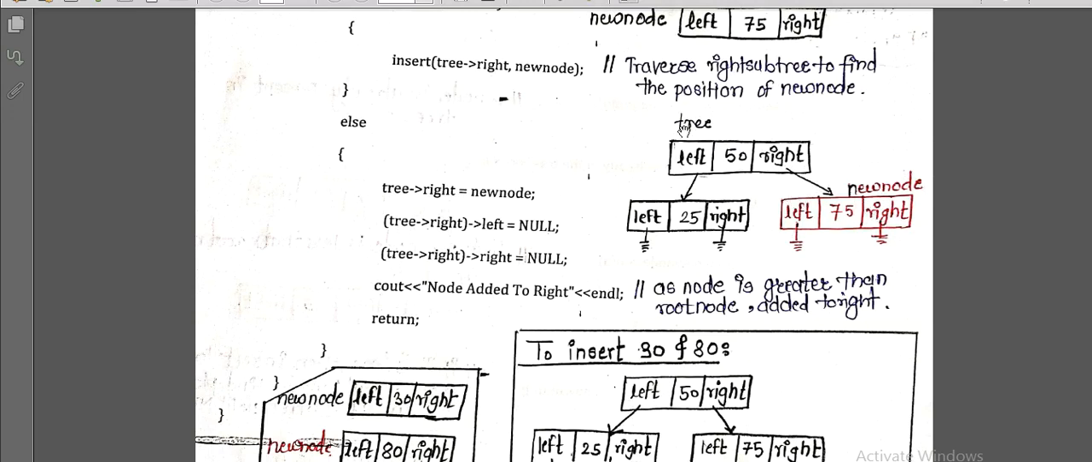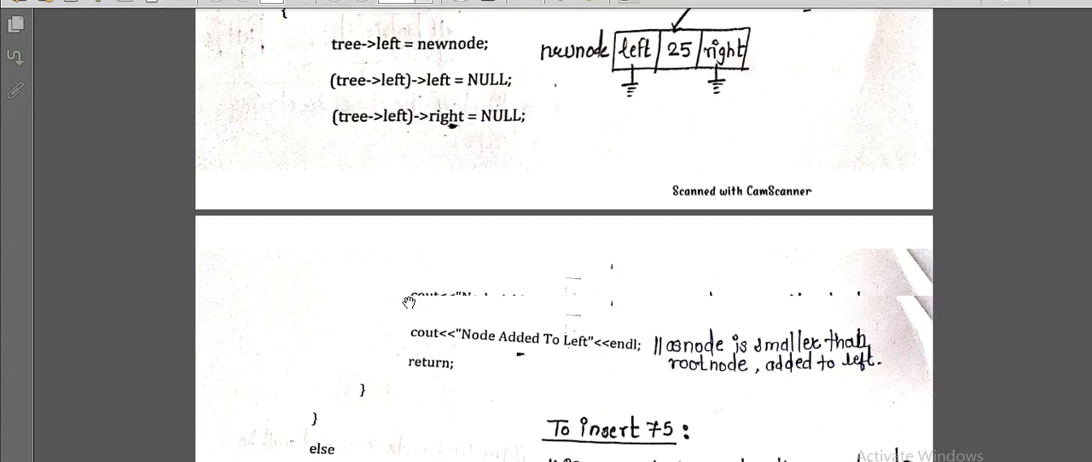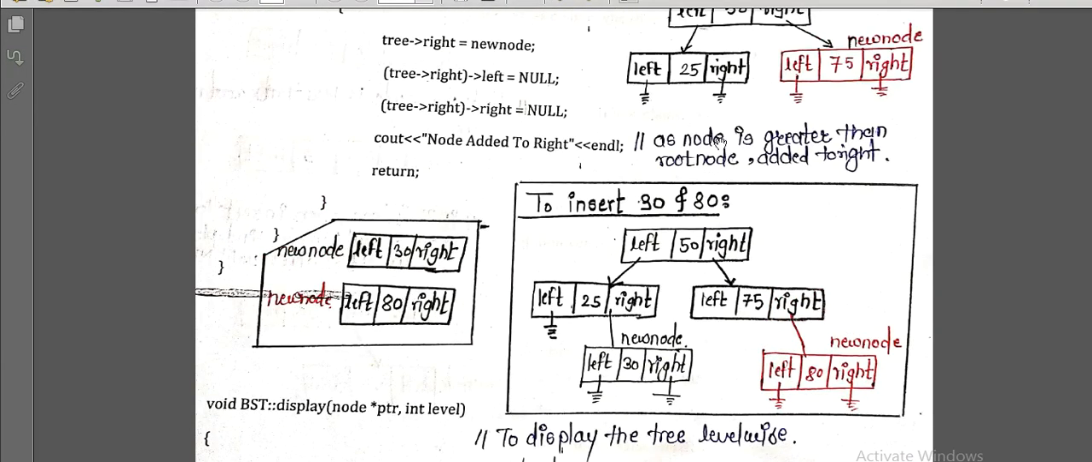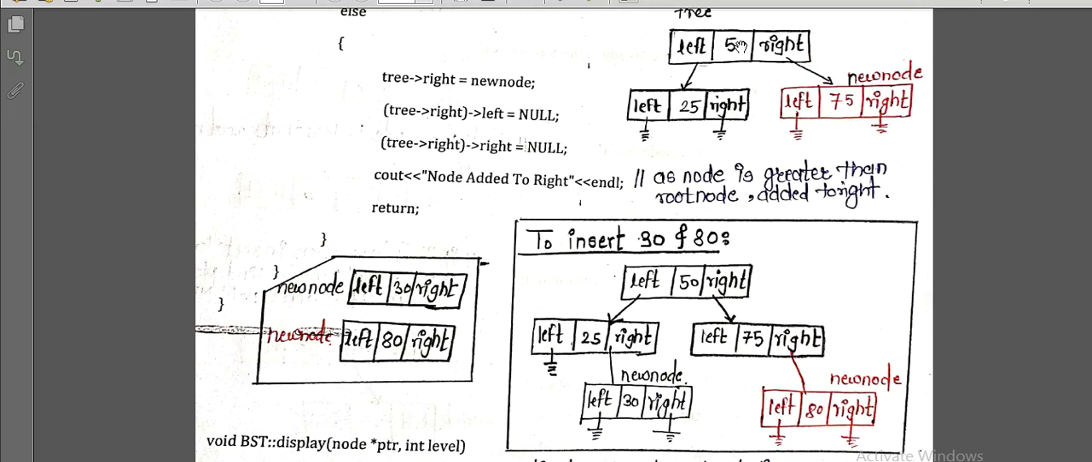With that same node, the tree of right of left, we have to make it null. Tree of right of right, we have to make it null, and we have to say that the node is added to the right. The node is added to the right, as it is the greater node, so that's why we have added it to the right, and we have to return with this. So here our insertion is finished now. You can see that in this way we have inserted the 50, 25 and 75, right? Again suppose we have to insert some node.